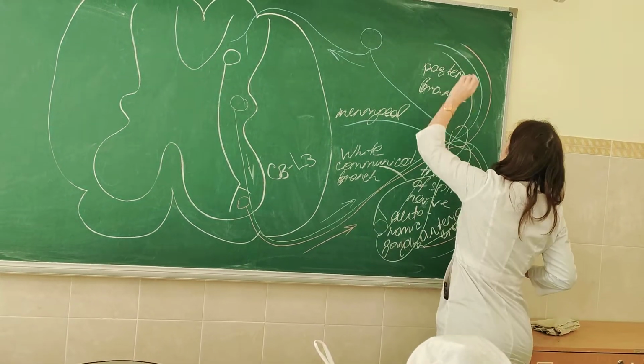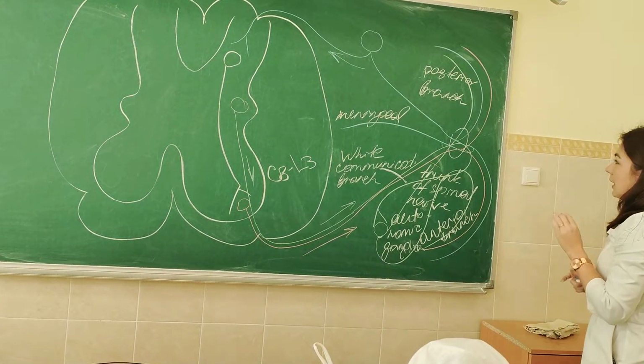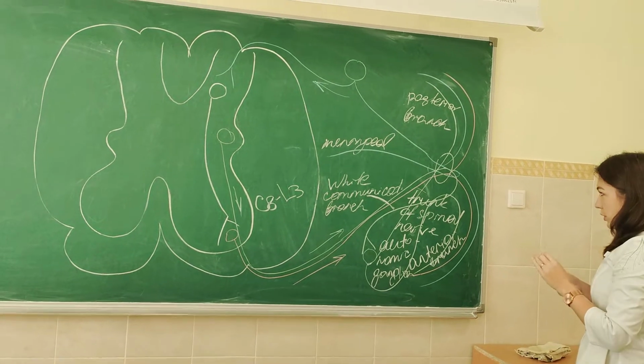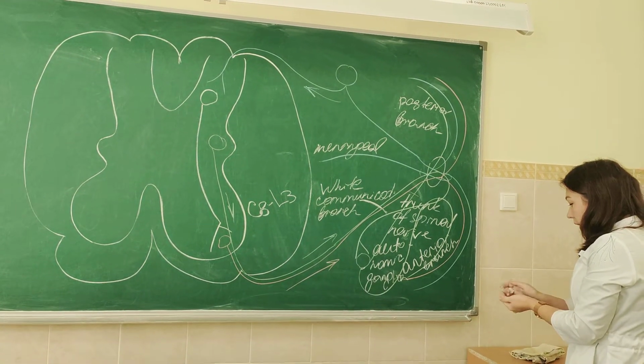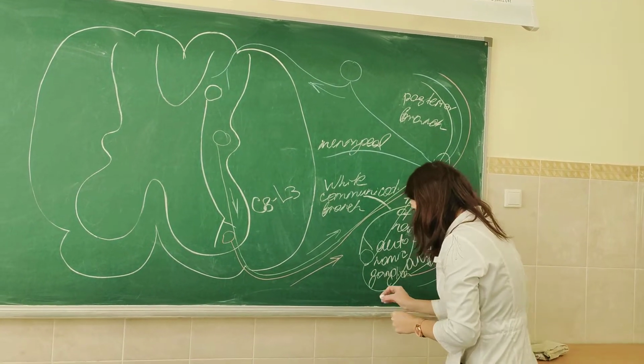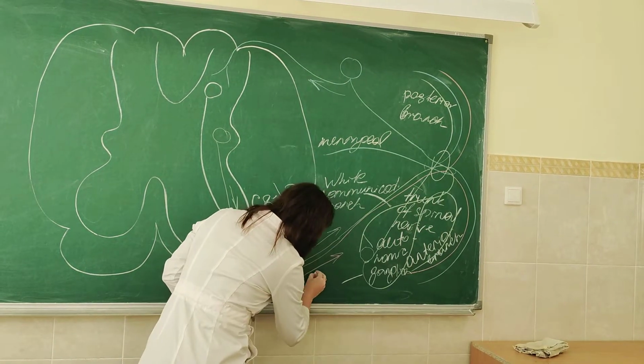So they join the anterior branch and they join the posterior branch. So all anterior and posterior branches contain autonomic fibers. And these branches are known as the gray communicating branch. This is the gray communicating branch.